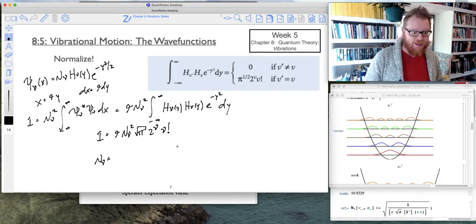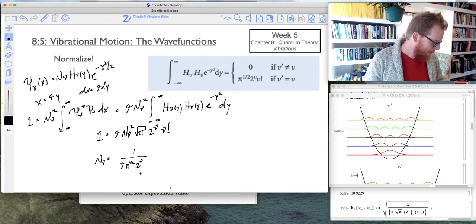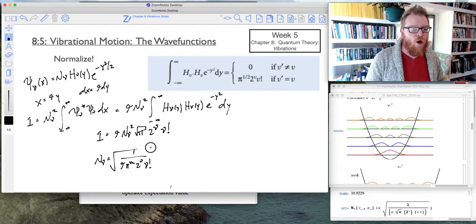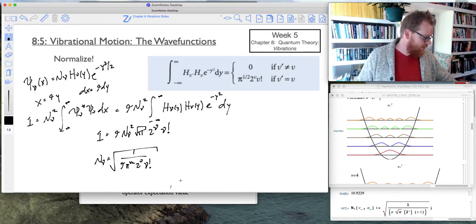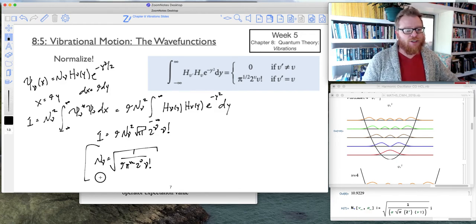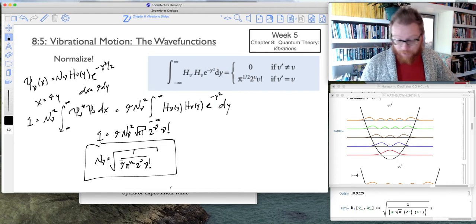And when we do that, we get the following: 1 over alpha, I guess I will write pi to the 1/2 because I've got that square root right there. I'm going to have a square root of a square root, times 2 to the nu times nu factorial, all square root. Okay? So this becomes our normalization constant. And what's important to note is it contains that alpha term, which gives us our displacement scale.